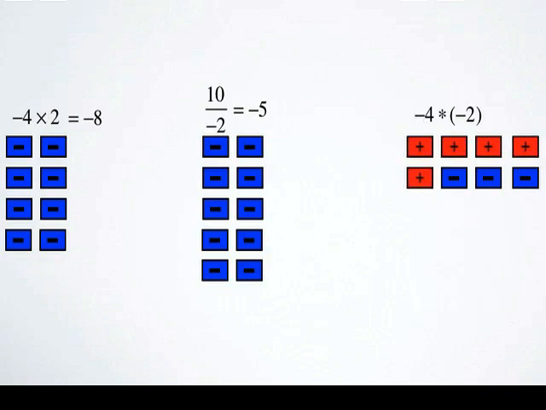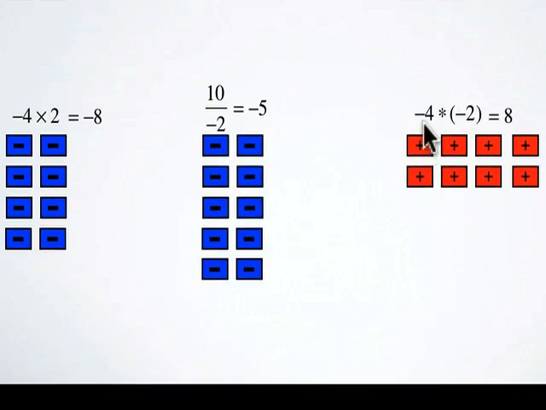Take away means add the opposite. So I need to change all of my tiles to their opposites by flipping them over. After I do that, I can see that I end up with 8 red tiles, or positive 8. And again, if we consider our rules, a negative times a negative has to give us a positive because they are the same signs.